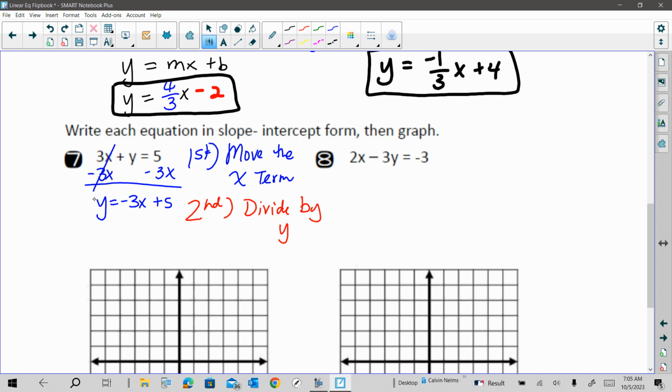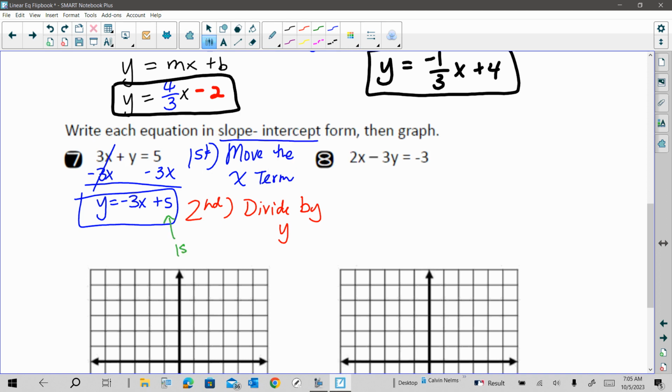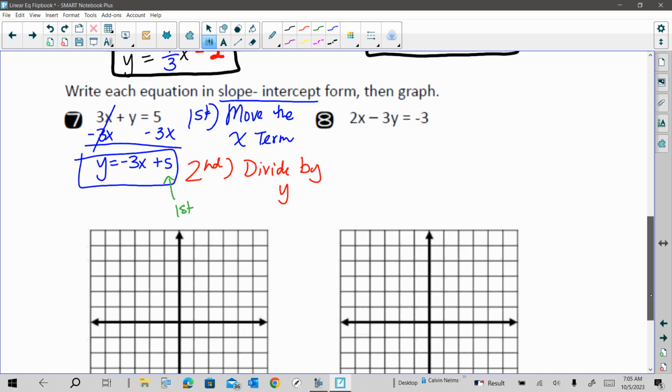I mean, you could, the coefficient is 1, but I don't need to divide. So this is my equation. So that's the first thing, so write the equation in slope-intercept form. Then they want us to graph it. When graphing in slope-intercept form, you want to do your y-intercept first. So the y-intercept is 5.